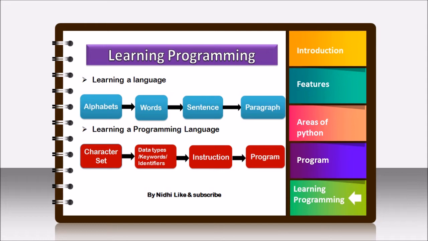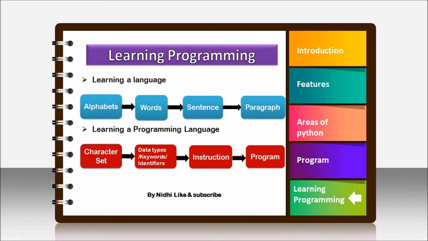So similarly it happens in programming also. For learning programming you should know the allowable character set, and with the help of these character sets we will form data types, keywords, and identifiers. With the help of data types, keywords, and identifiers we will form an instruction, and the set of instructions is known as a program.